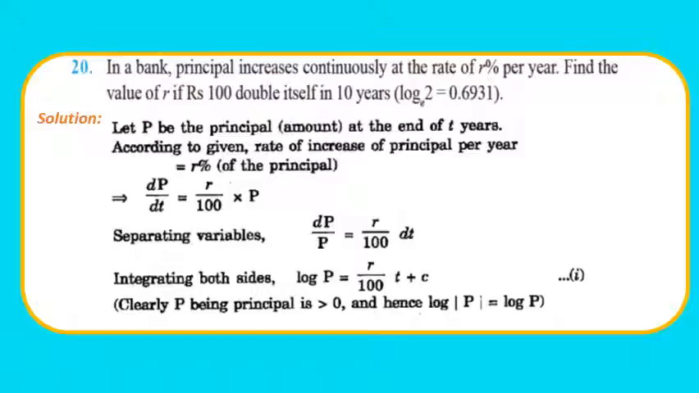Now we have the principal p, time t years. It is given that the rate of increase of principal is equal to r% of the principal. Clear? That is the rate of change of principal. So dp upon dt is equal to r% of p. Separating the variables, we get dp upon p is equal to r upon 100 into dt. Integrating, it becomes log p is equal to r upon 100 t plus constant c.